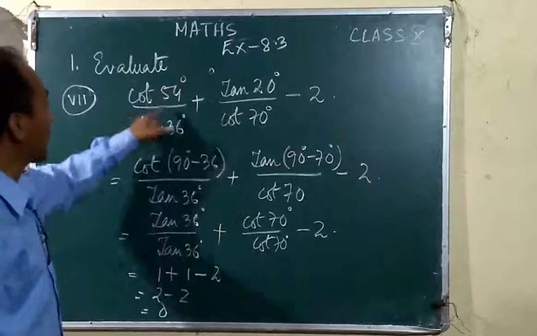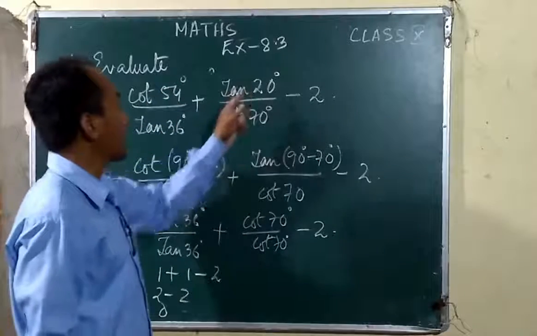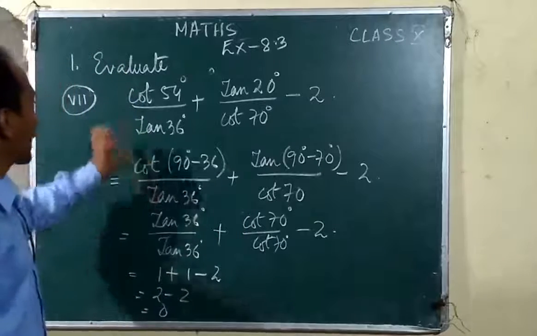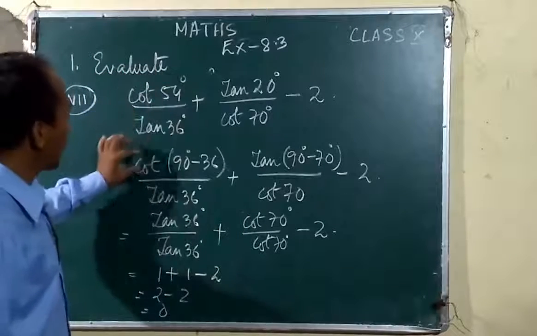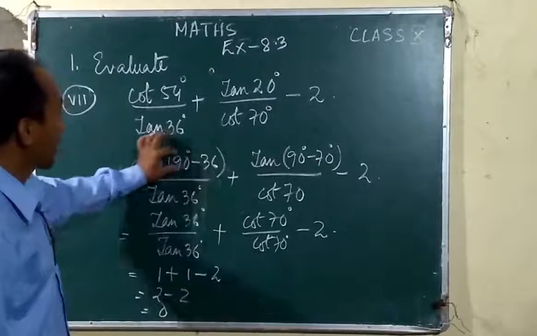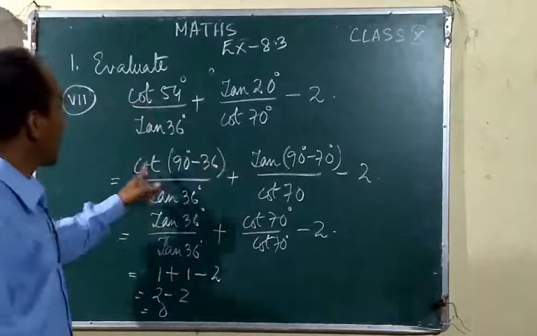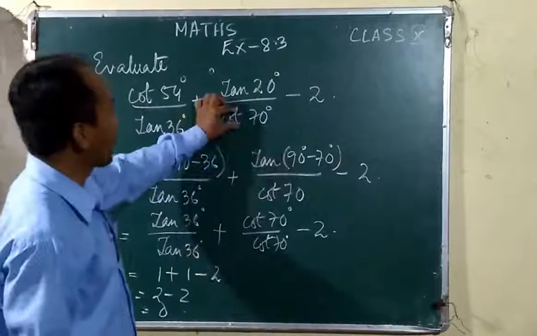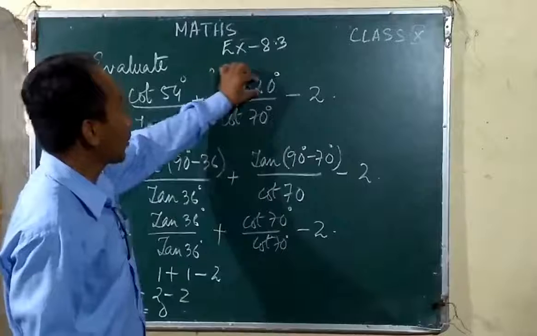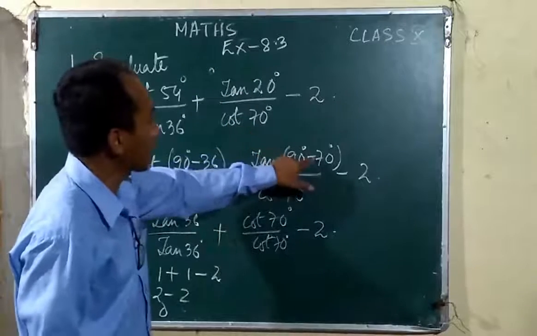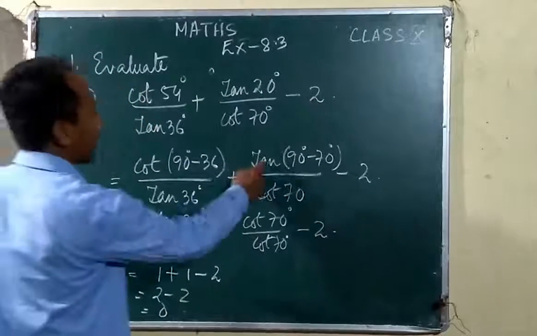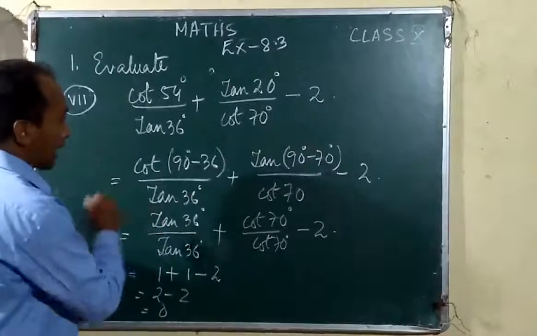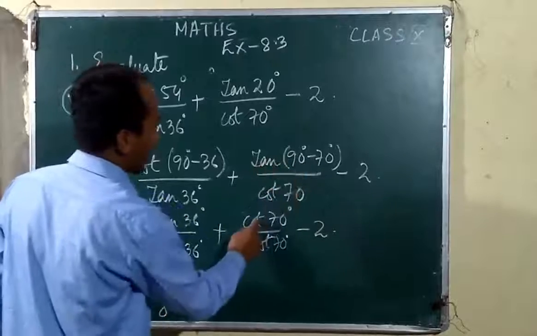Now let me try question number 7: cot 54 degree by tan 36 degree plus tan 20 degree by cot 70 degree minus 2. Keeping tan 36 degree constant, I'm converting cot 54 into cot 90 minus 36. 90 minus 36 is 54. So this becomes the formula of cot 90 degree minus angle A. Similarly, I'm keeping cot 70 degree fixed. Tan 20 degree I'm converting into tan 90 minus 70, since 90 minus 70 is 20. So this becomes tan 90 degree minus angle A. So here cot 90 minus angle A is tan A. Tan 90 minus A is cot A.